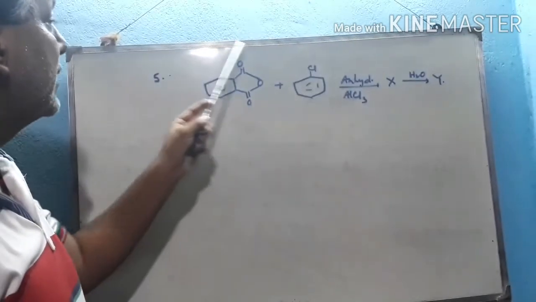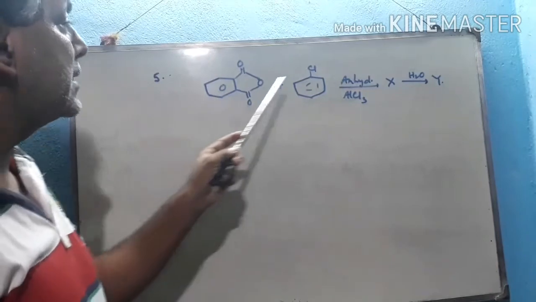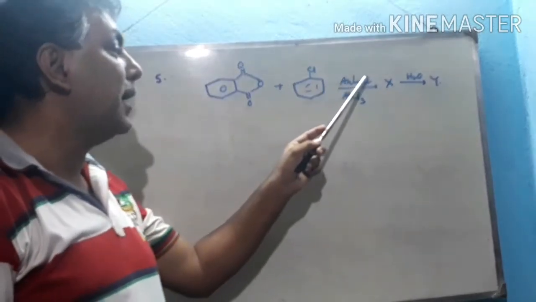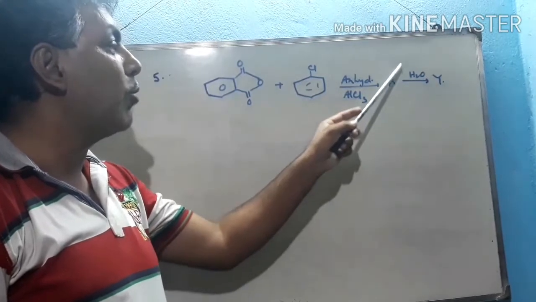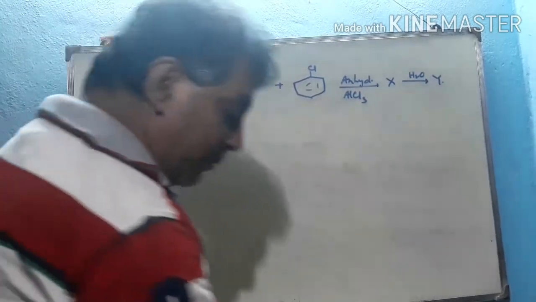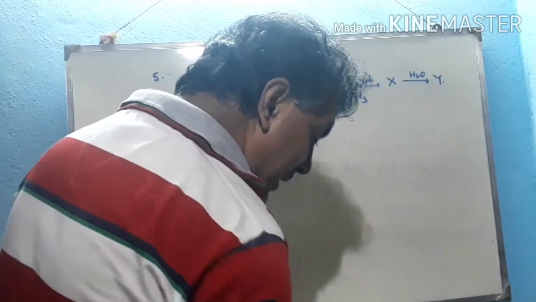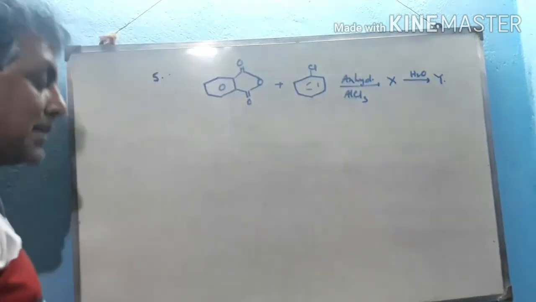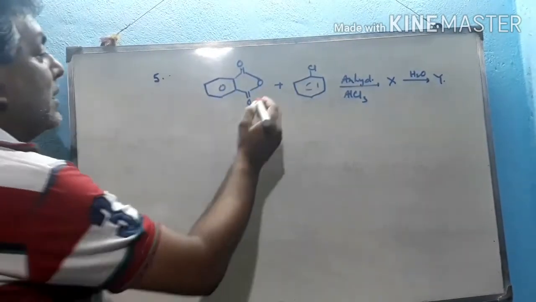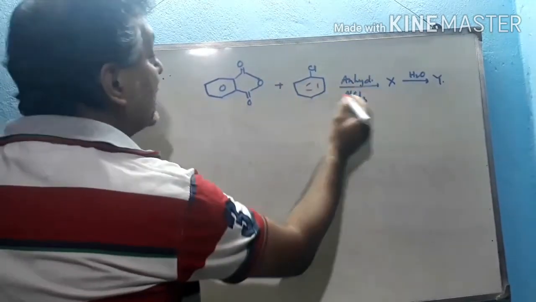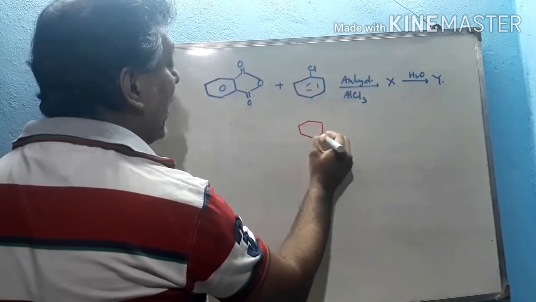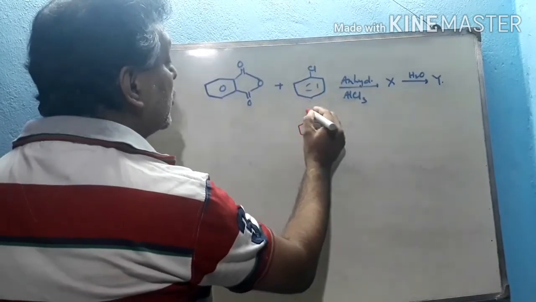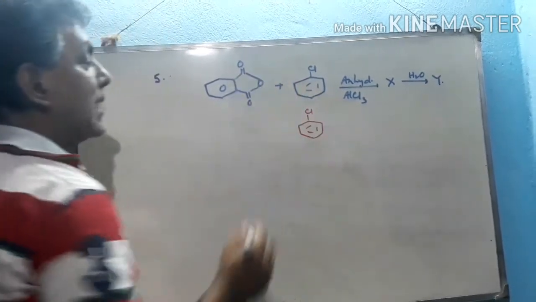Number 5, this part is phthalic anhydride. Phthalic anhydride is treated with chlorobenzene in the presence of anhydrous AlCl3 to form X. X on hydrolysis in the presence of water produces Y. Now we have to identify the structures of X and Y. First, anhydrous AlCl3 is present, and chlorine activates the benzene ring through its para position. It attacks this center.